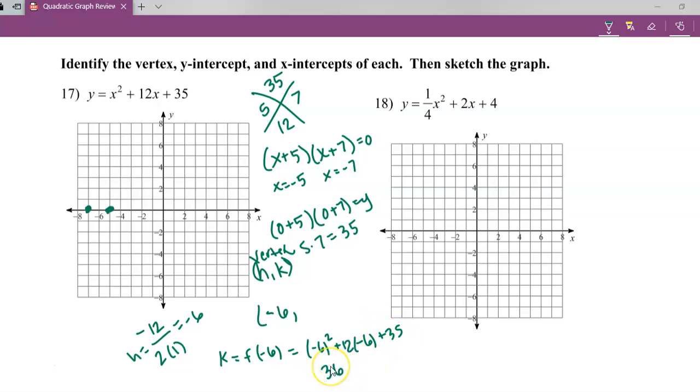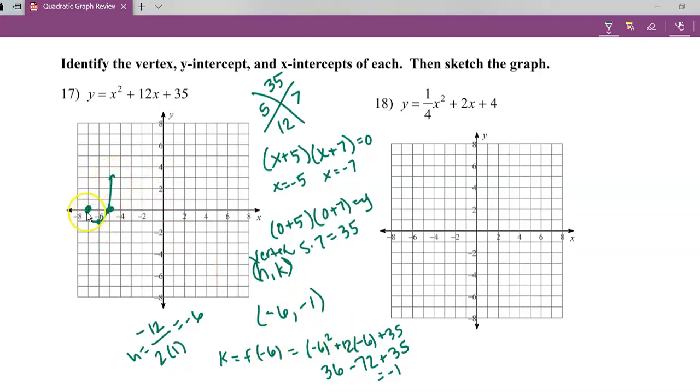So 36. Let's see, I have my calculator here. 12 times 6, I should have known that, 72. So minus 72 plus 35. So 35 and 36 added together would be 71. So this is going to be negative 1. So my vertex is at negative 6, negative 1.